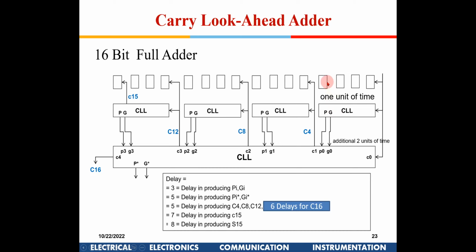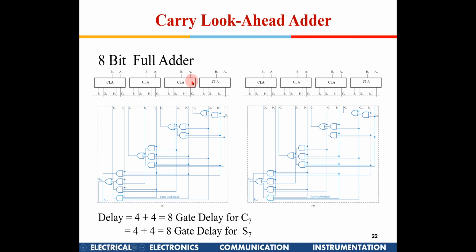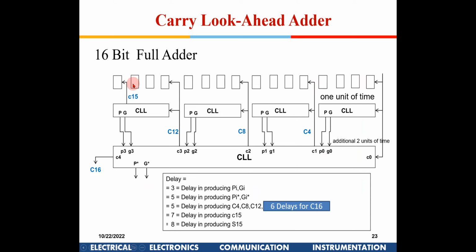The first block, which is shown as a square, is nothing but these: A0, B0, A1, B1, A2, B2. The CL is not written here. These are all CLs. So you have A0, B0, A1, B1, A2, B2, and A15 and B15 coming here. They will give to this block the propagation and generate signals after 1 inverter delay. 1 gate delay, so 1 unit.